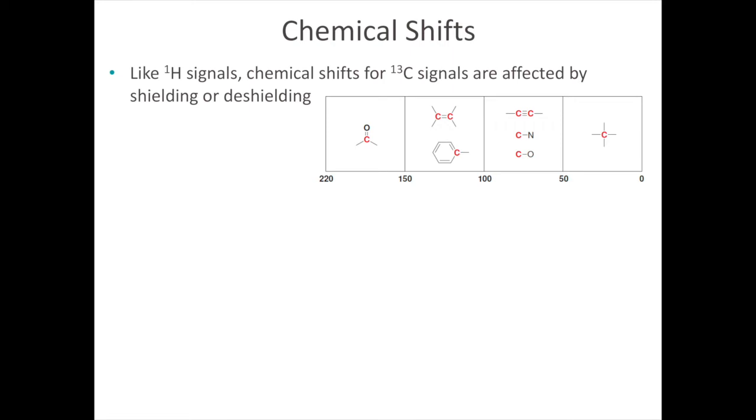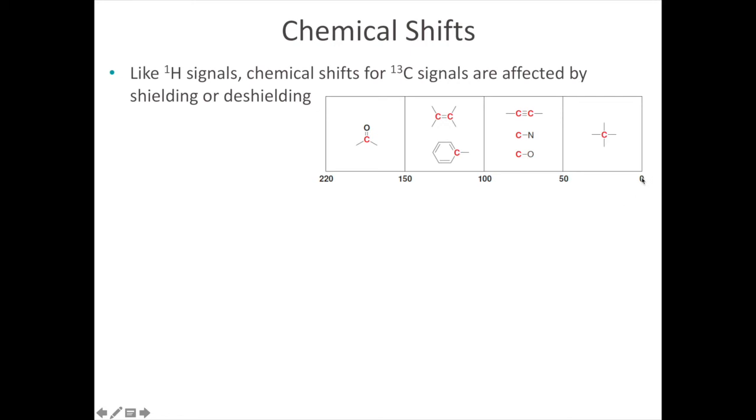Remember, shielded means it has all of its electrons around it to protect it from the external magnetic field. Whereas deshielded means it's next to something that is electron withdrawing, and therefore it would feel a greater magnetic field from the instrument, and therefore would have a higher chemical shift. Okay, so the range here is again from 0 to about 200. In this case, I just listed here as 220.